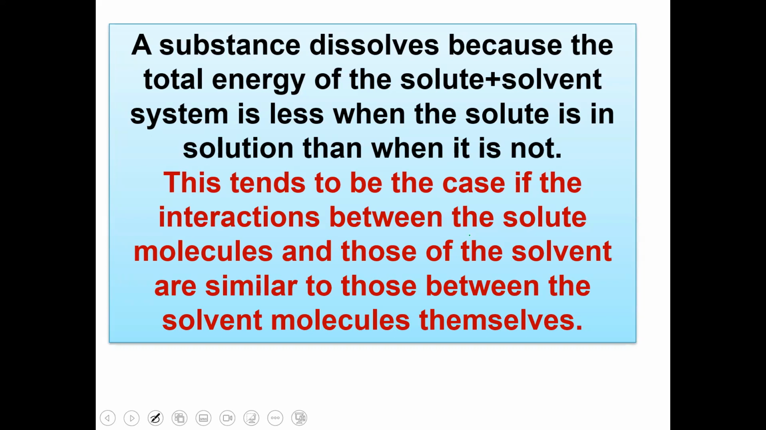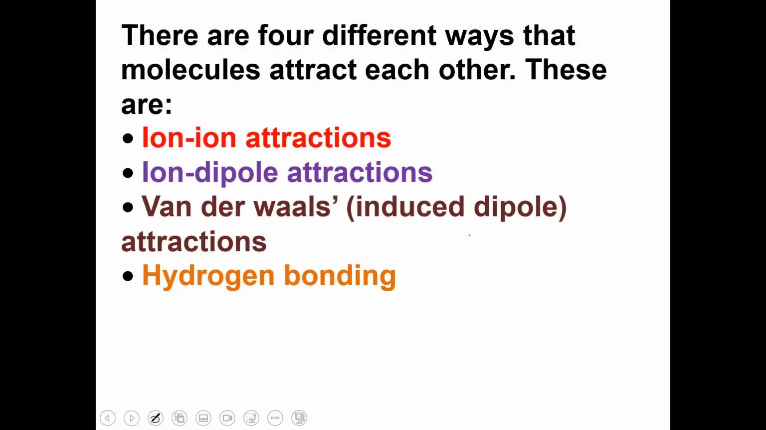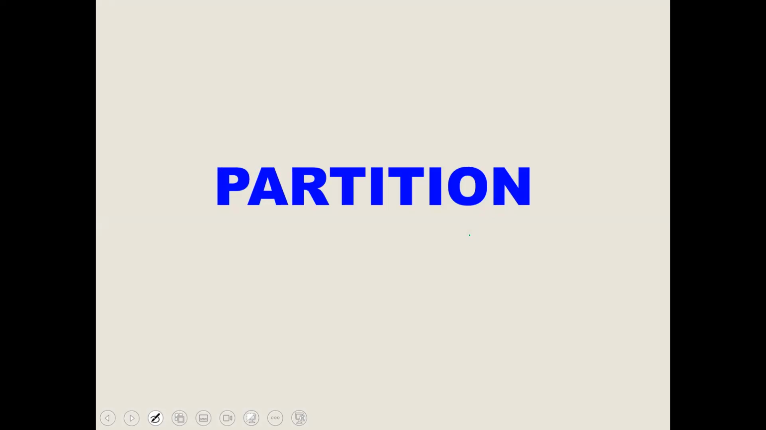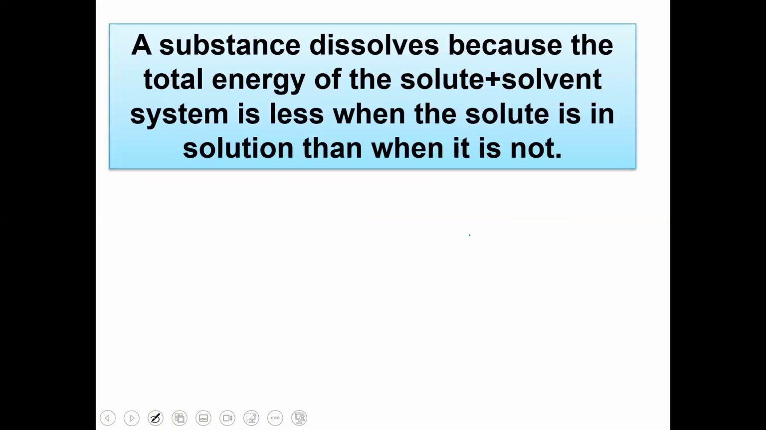This tends to be the case if the interactions between the solute molecules and those of the solvent molecules are similar to those between the solvent molecules themselves. There are four different ways that molecules interact with each other: ion-ion interaction, ion-dipole interaction, van der Waals, and hydrogen bonding. Why are we studying this? Because this is important to understand that some compounds are immiscible, some are partially miscible, some are fully miscible. So the story comes from that side. So you have to copy this screen.